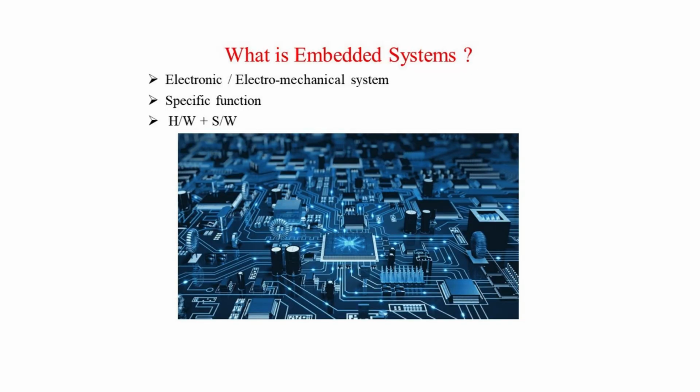Today we will be discussing what an embedded system is and its classification. Coming to the first topic, embedded system. An embedded system is an electronic or electromechanical system which is designed to perform a specific function, a particular function. And this is a combination of both hardware and software. In technical terms, software is also called firmware.